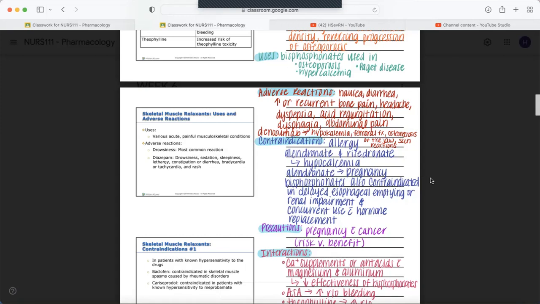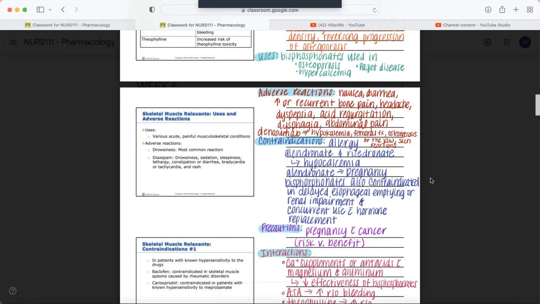Contraindications. If the client is allergic to the bone resorption inhibitor or the bisphosphonate, they shouldn't take it. Clients that have low calcium in their blood should not take alendronate or risedronate. Alendronate should also not be taken during pregnancy. Bisphosphonates in general are contraindicated in clients that have delayed esophageal emptying. So maybe they have achalasia, or they have dysphagia, or they have esophageal sphincter incompetency, right? Or if they have kidney issues, or if they're on hormone replacements. We don't want them to take a bisphosphonate.